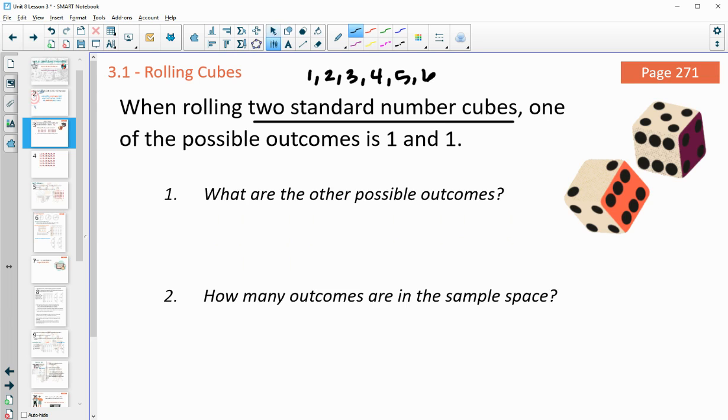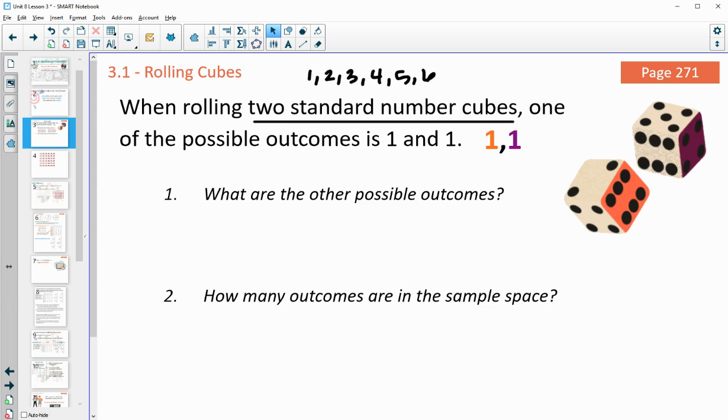One of those outcomes is that both die have the number 1 on them. And so I would just list that out as a 1, 1. So go ahead and list out all the other possible outcomes and determine how many items or outcomes are in this sample space. Then come back to the video.